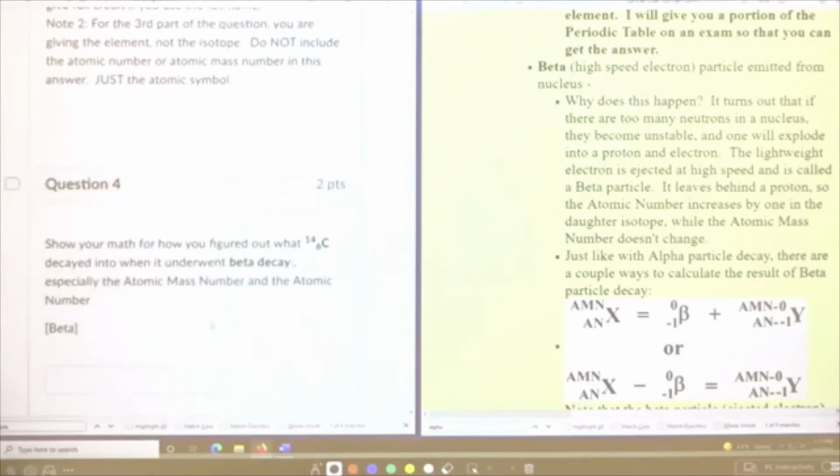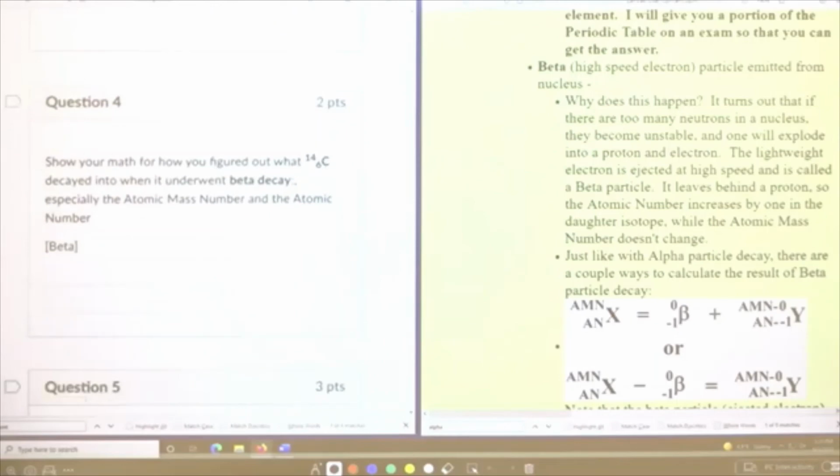Okay. Next thing, show your math for how you figured out what carbon 14 decayed into. So the first part, there's a number of ways you could do this. You could write 14 minus 1 plus 1, because we're adding, plus 1, equals, of course, 14. Or you could simply have said 14 minus 0 equals 14. Or you could have simply said 14, the atomic mass number doesn't change, and I accepted that as well. For the atomic number, you would have had 6 plus 1, because you added a proton, equals 7.